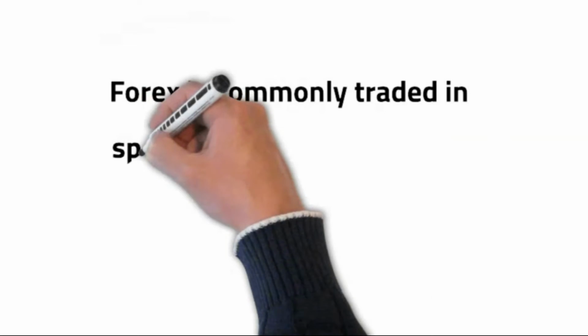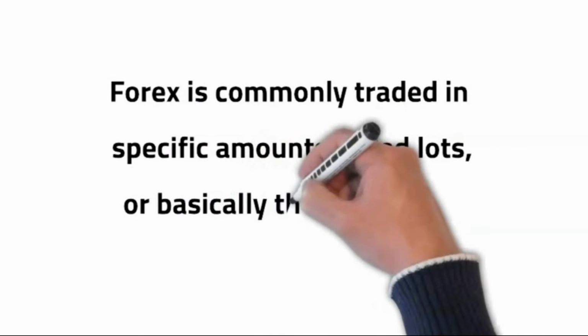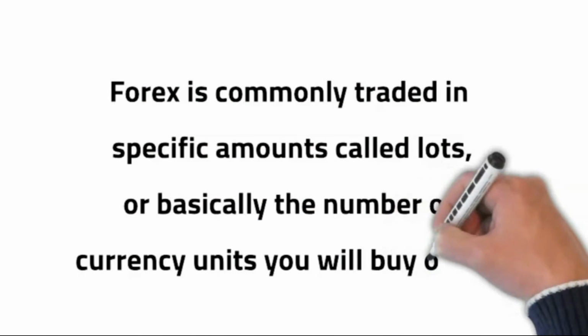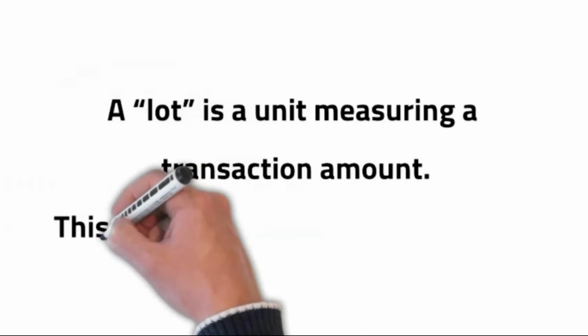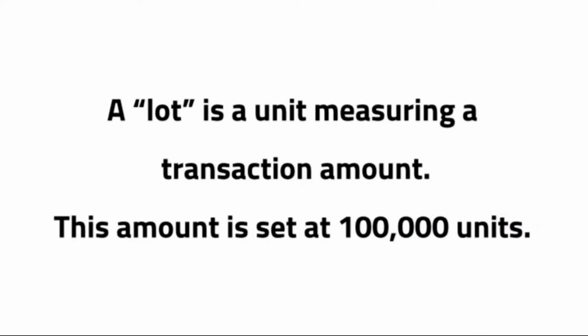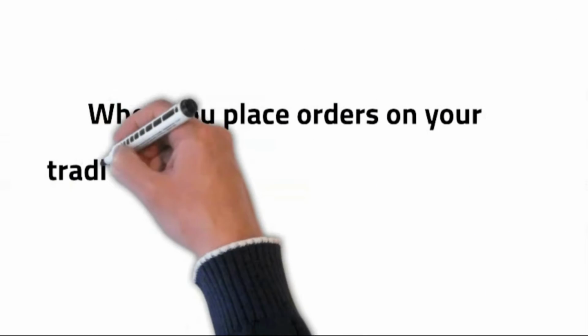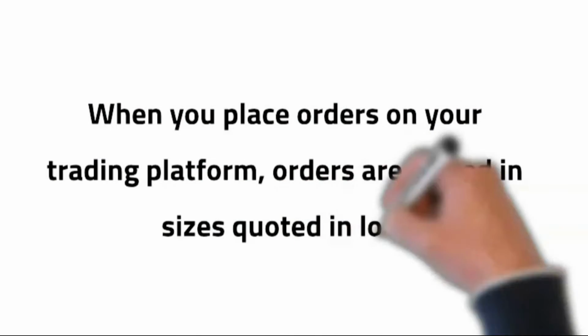Forex is commonly traded in specific amounts called lots, or basically the number of currency units you will buy or sell. A lot is a unit measuring a transaction amount. This amount is set at 100,000 units. When you place orders on your trading platform, orders are placed in sizes quoted in lots.